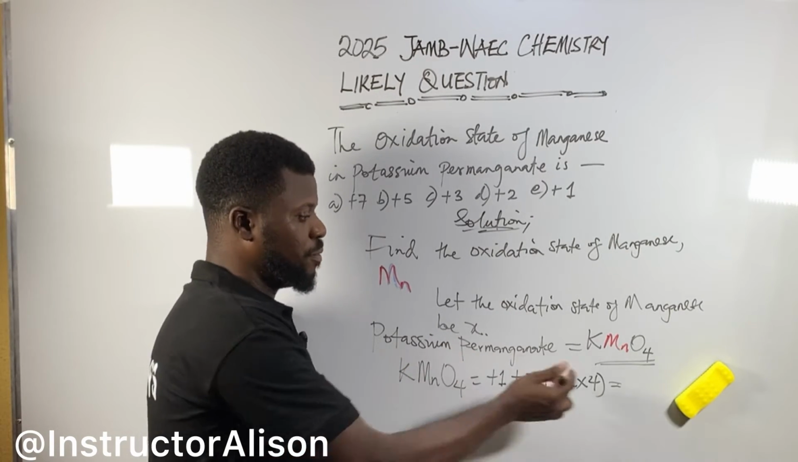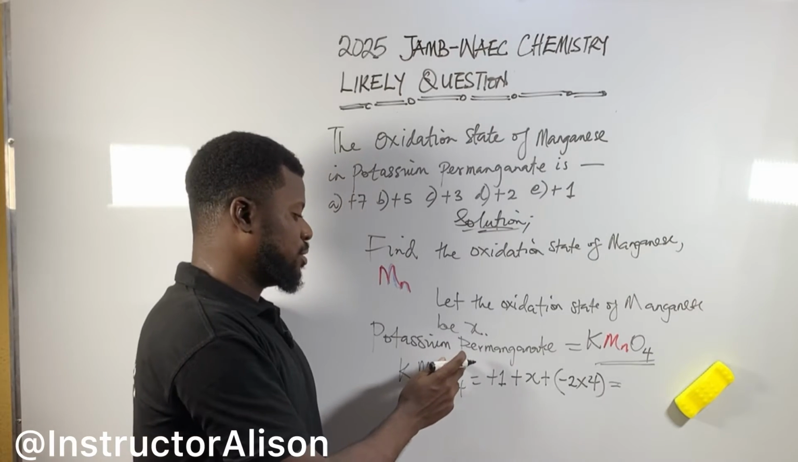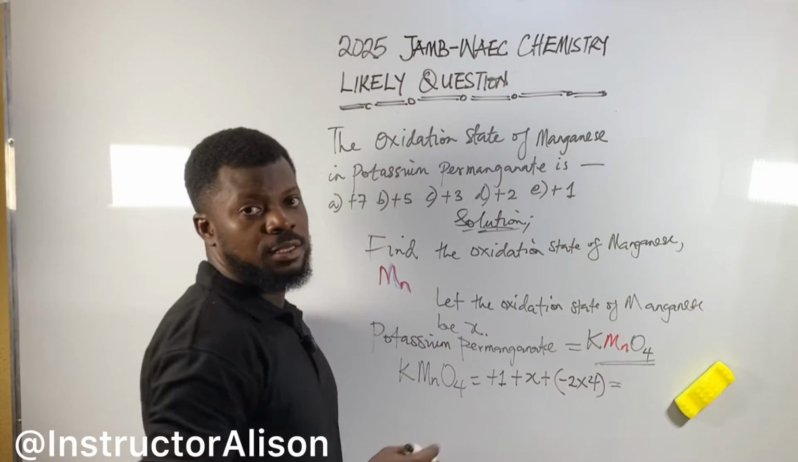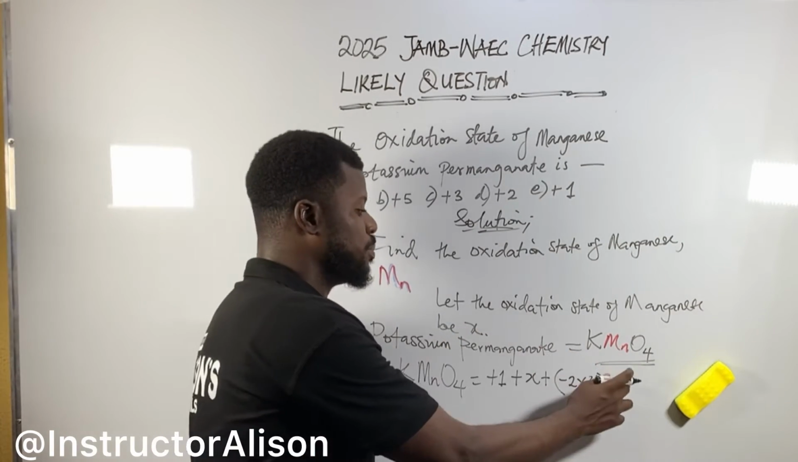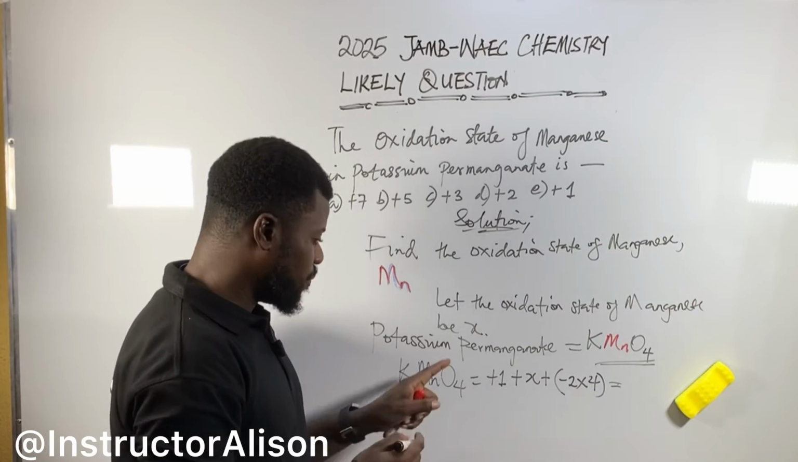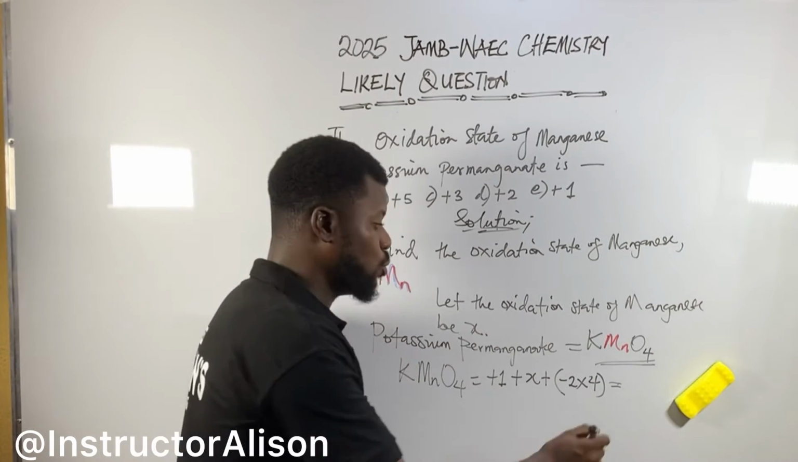If this particular compound has an ion charge up here, if it is minus, it will be -1. If it is -3, it will be -3. But if it is +2, it will be +2. But as you see nothing up here, it means you will equate it to 0.